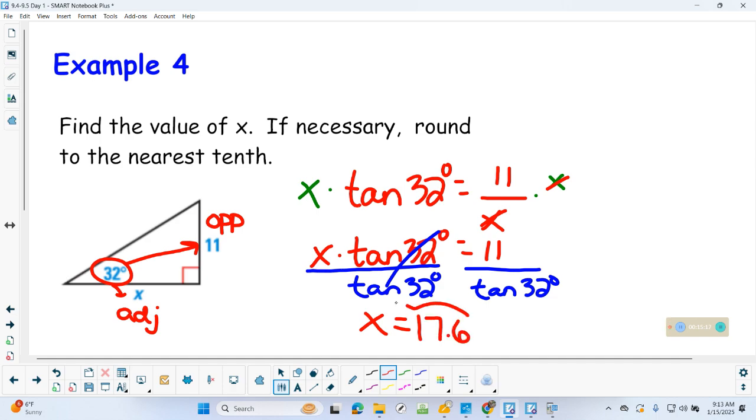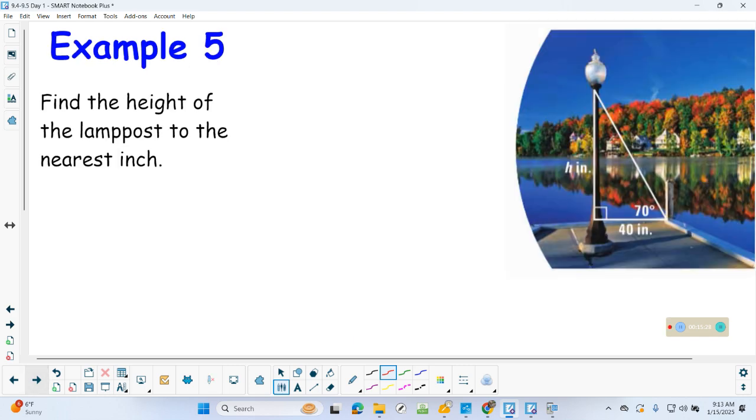Got it. So this is why it's important your mode is in degrees. If you had your mode in radians, you get every single one of these wrong. Nobody wants that, okay? Any questions on that guy? Love this stuff. I kind of miss proofs though.